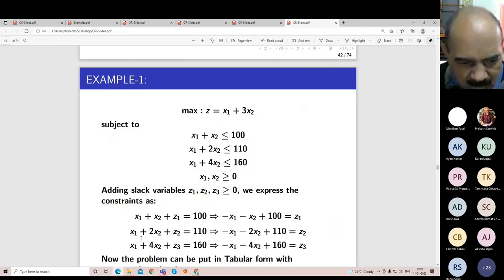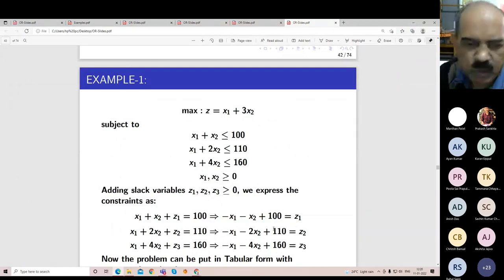Similarly, x1 plus 2x2 plus Z2 equal to 110. You can write minus x1 minus 2x2 plus 110 equal to Z2. This Z2 depends on x1 and x2. Once you set x1, x2 to 0, then Z2 becomes 110. Similarly, x1 plus 4x2 plus Z3 equal to 160, which is simply minus x1 minus 4x2 plus 160 equal to Z3.